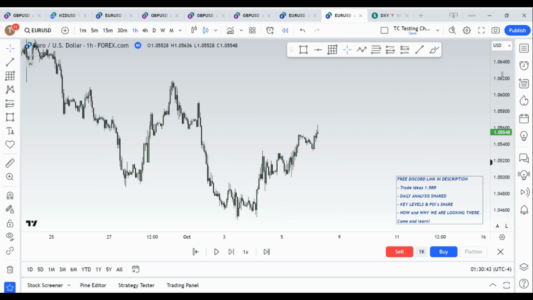Guys, today I will be sharing with you an easy turtle soup strategy that you guys can implement into your trading plan. Hopefully, this will allow you to improve your trading, maybe improve your win rate, and maybe you will be able to find consistency a little bit more quickly.